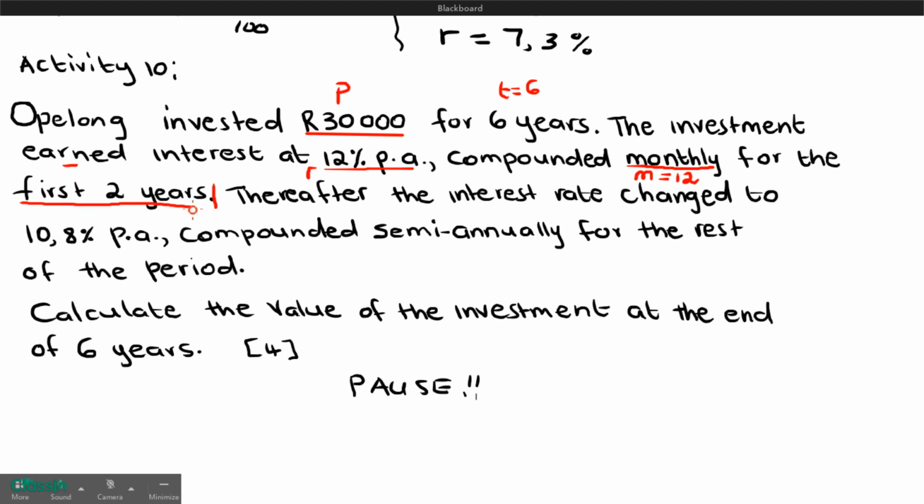For the first 2 years, what is the situation here? The whole investment at 30,000 ran for 6 years. But now what happens is that in the first 2 years, the investment was earning 12% per annum compounded monthly. So now let's write this information down.